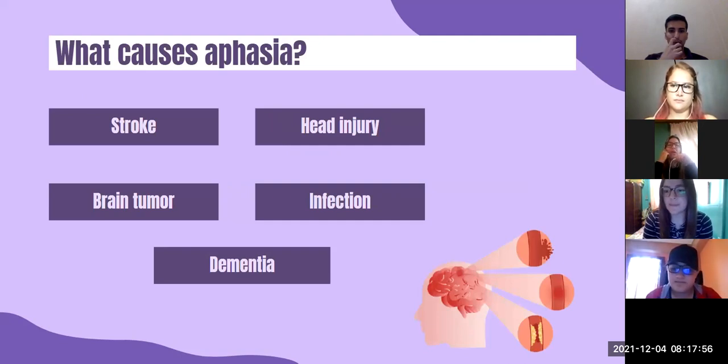Now I am going to talk about what causes aphasia. Well, aphasia is caused by damage to the language dominant side of the brain, usually the left side, and might be brought on by stroke, head injury, brain tumor, infection, or dementia. Right now, we are not sure if aphasia causes the complete loss of the language structure, or if it causes difficulties in how language is accessed and used.